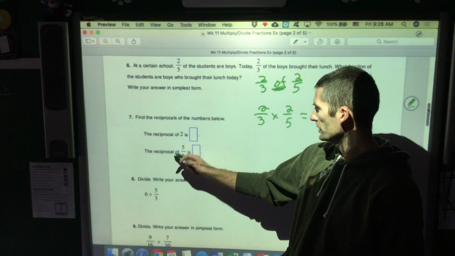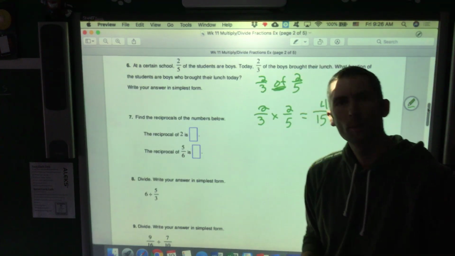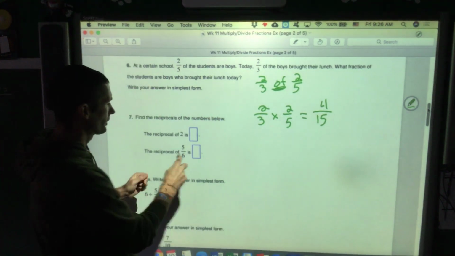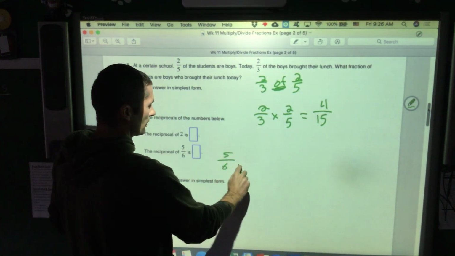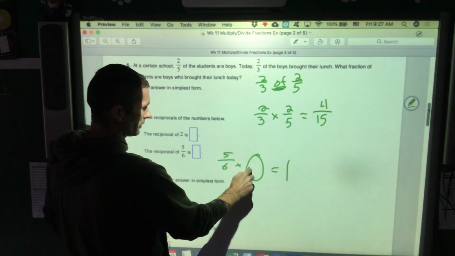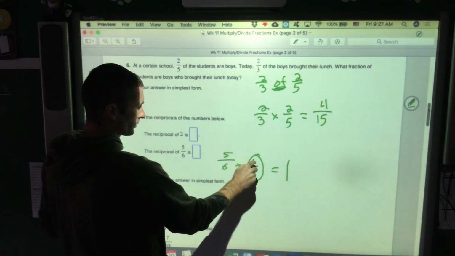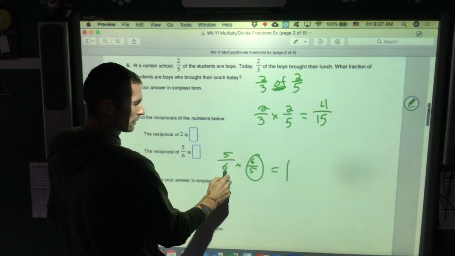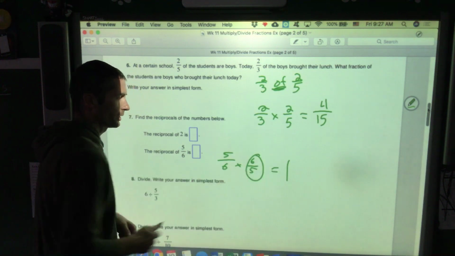Okay, number 7, we would find the reciprocal of the number before. We want to find the reciprocal of 2 and the reciprocal of 5/6. Remember, reciprocal means you multiply two numbers together to get 1. So 5/6 times something is going to give you 1. So to do this, we flip these two. So the answer is 6 over 5. Because 5 times 6 is 30, 6 times 5 is 30, 30 over 30 is 1.